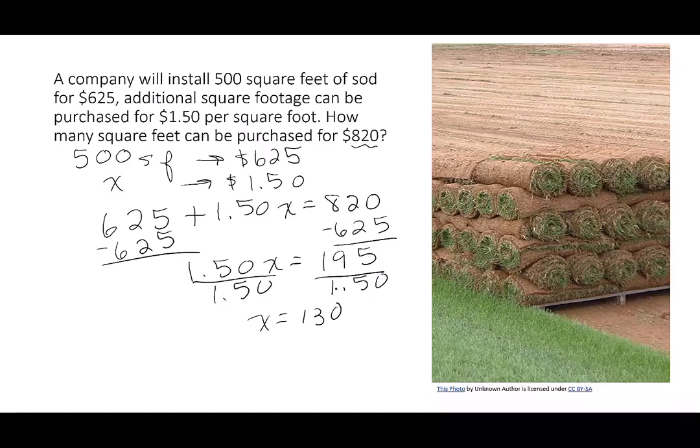What's very important is that we always look back at the question. The question said, how many square feet can we purchase for $820? The answer is not 130. 130 is the additional square feet we will get on top of the 500 that came for the 625. So our answer will be 130 plus 500, which is 630 square feet. So we always want to make sure we're looking back to say, what kind of answer did we get? Does it fit what we were doing? And did we correctly answer the prompt?